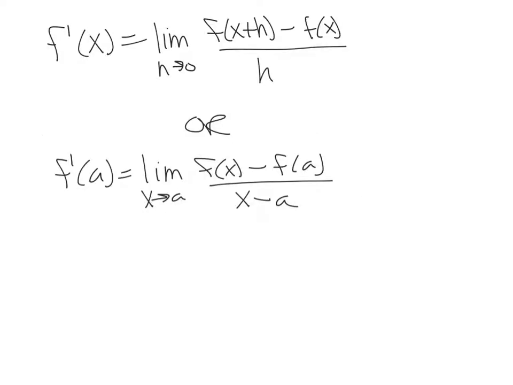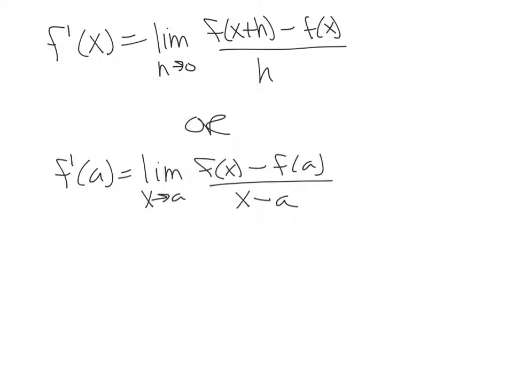Here are two different versions of the limit definition of the derivative. We can say that f prime of x is equal to the limit as h approaches 0 of f of x plus h subtract f of x divided by h. Notice that this is the limit of the difference quotient as the value of h approaches 0.